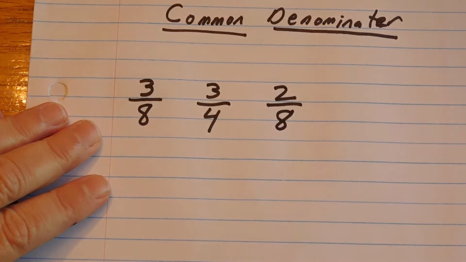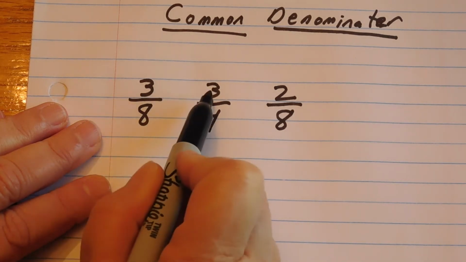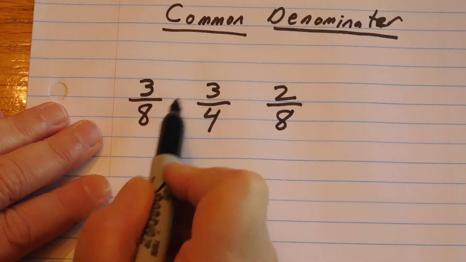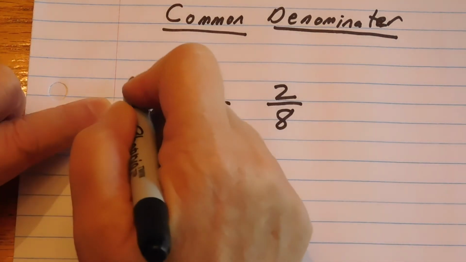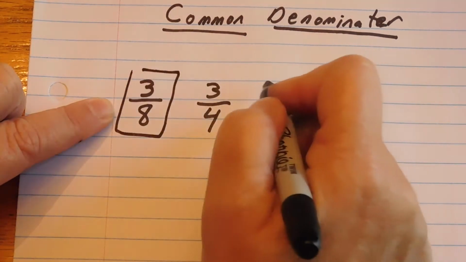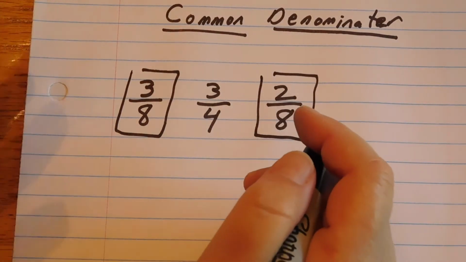Okay, so if you look at those 3 fractions, we have to decide which 2 fractions have a common denominator. So let's look at this one and this one first. This one has the 3's in common, but that's a numerator, so it's not a common denominator. You have to look at the bottoms. So this is a denominator and this is a denominator. So 3/8 and 2/8 have a common denominator.